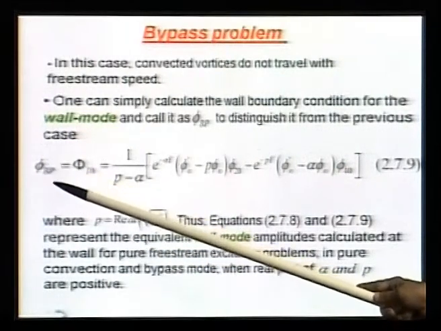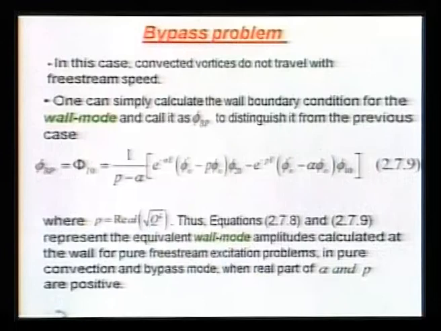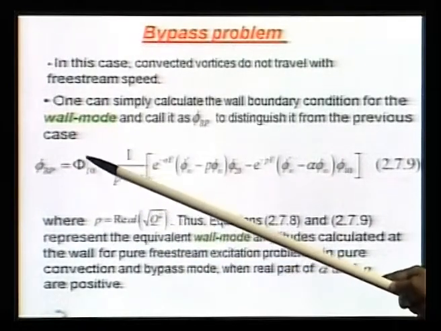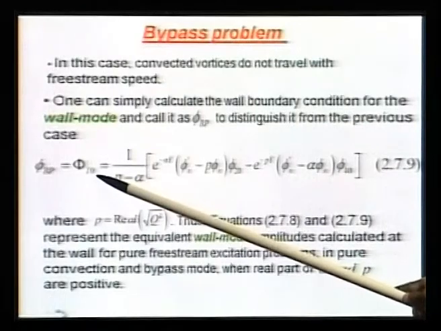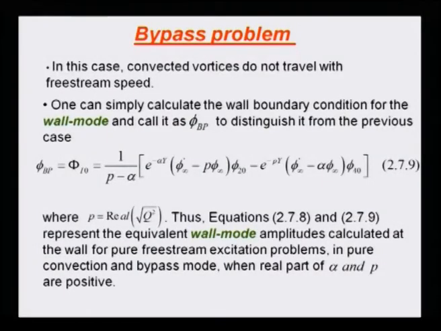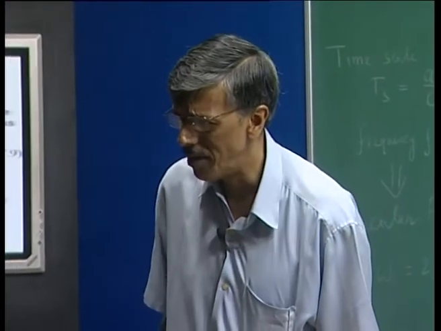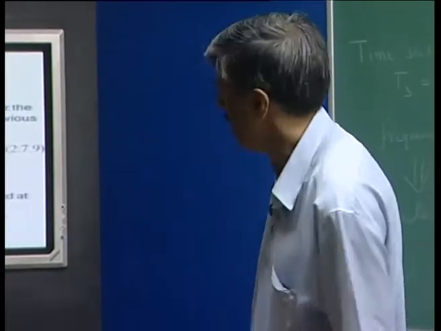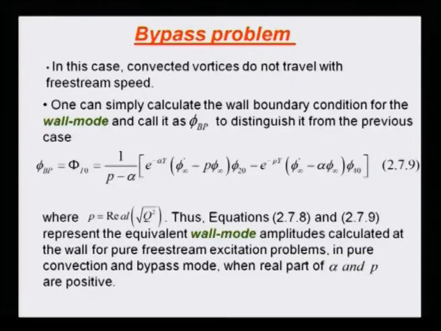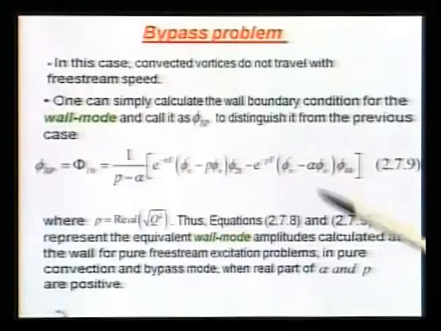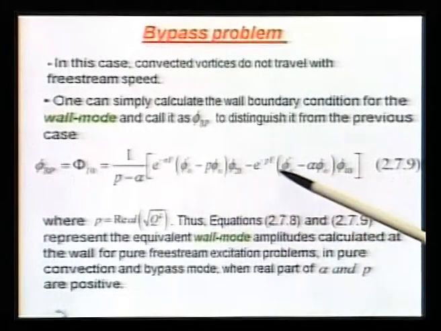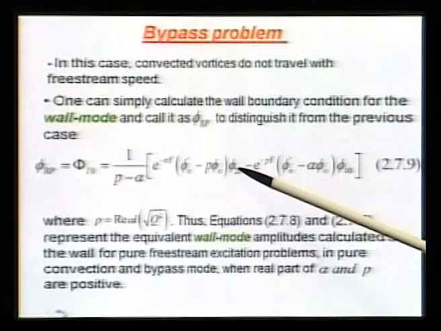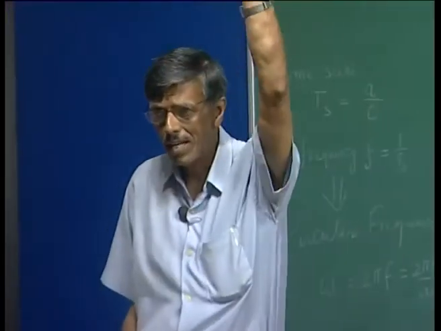What we should be doing is calculating the phi, which I identify with a subscript BP to indicate just a bypass mode. That will be capital phi I0. And now you realize that the modes are distinct. There is no more coalescence. And if the real part of capital Q is P, then this is the way that we are going to get it.